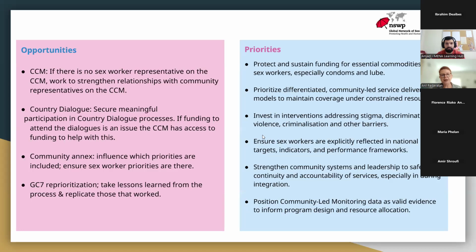We need to prioritize differentiated community-led services in resource-constrained settings. We need to invest in interventions that address stigma, discrimination, violence, and criminalization, and other barriers. We need to ensure that sex workers are explicitly reflected in national targets and indicators. Strengthening community systems and leadership is very important for safeguarding continuity of services. And we also need to position community-led monitoring data as vital evidence for programming and resource allocation. Next slide, please.